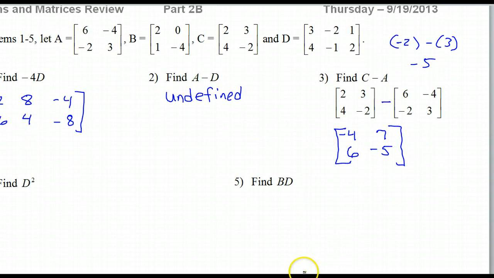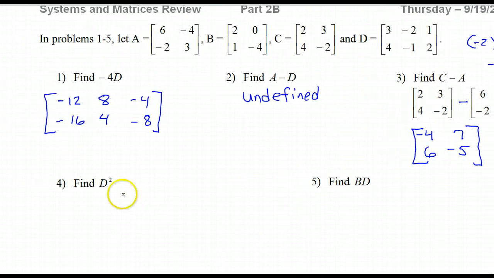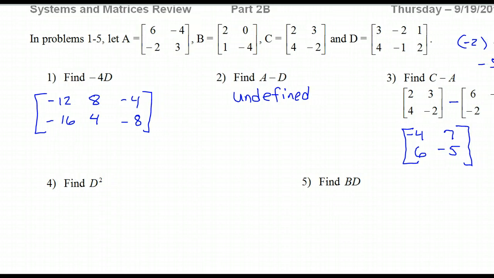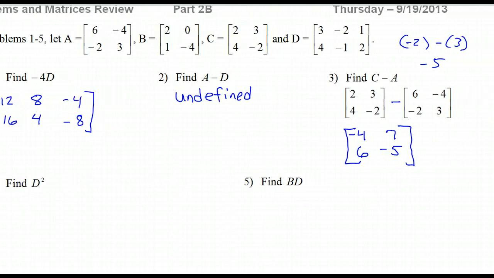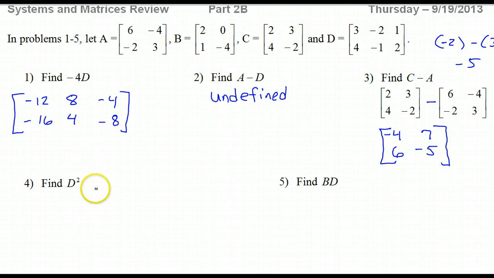Alright, moving on to number 4. For number 4, we're going to do D squared. Now let me tell you what we're not going to do. I hope you're listening, because back in the day when we had a quiz on this, I had a bunch of kids think that I could just square these individual entries. False. I'm not just going to go 9, 4, 1, 16, 1, 4. That would be wrong. D squared means D times D.